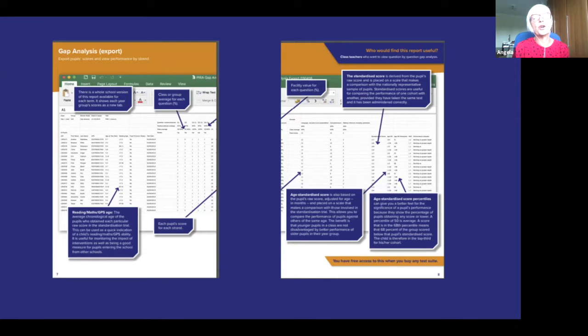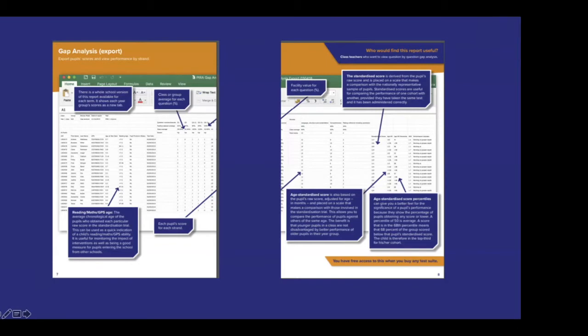It gives you your score for that child for that question, and it also gives you the facility value. And what that facility value means is it tells you nationally how many children answered that question correctly in that year group. So it lets you see whether it's a difficult or an easy question to be able to use.